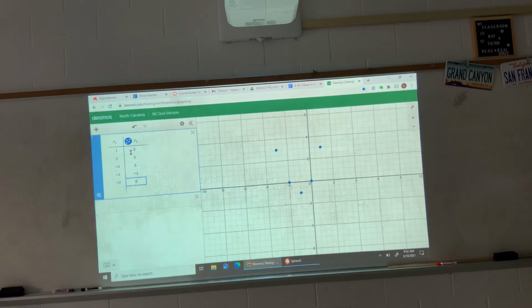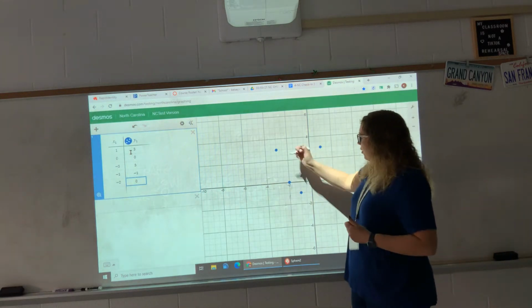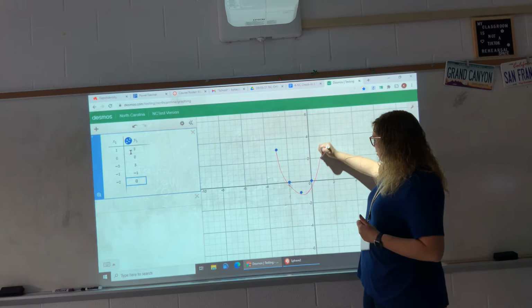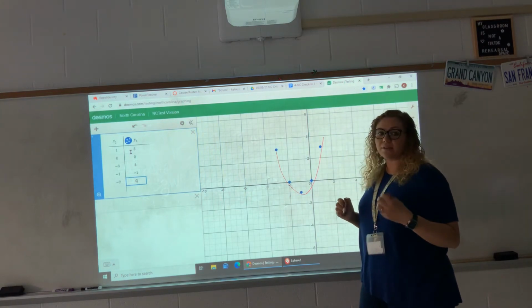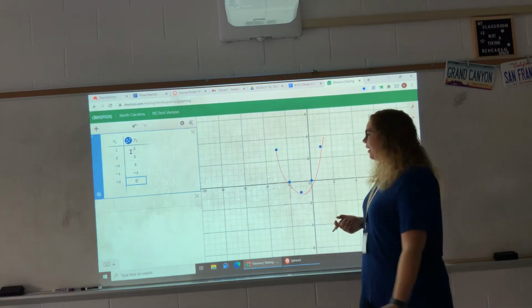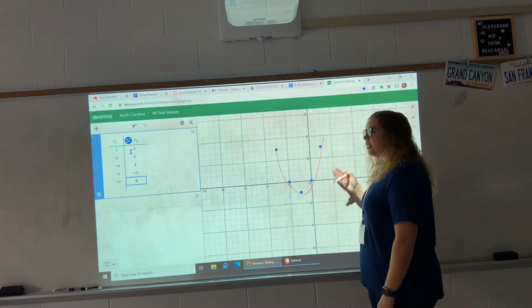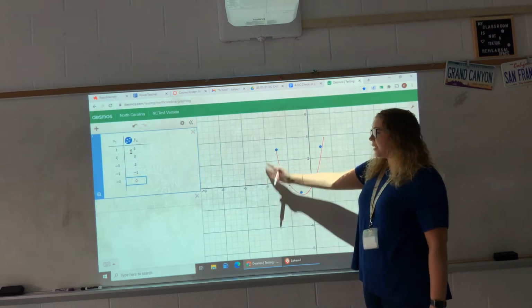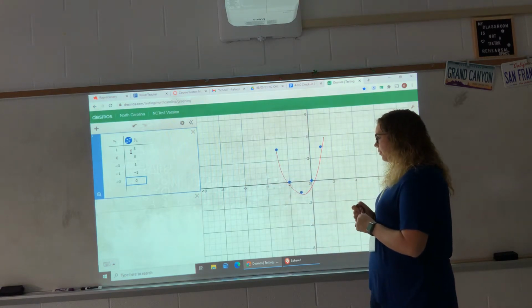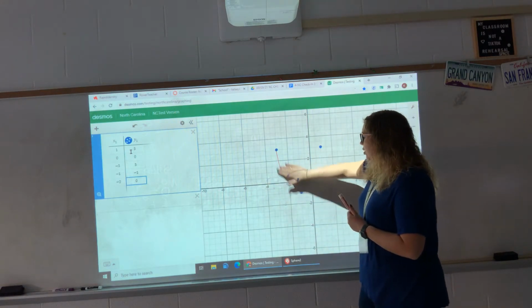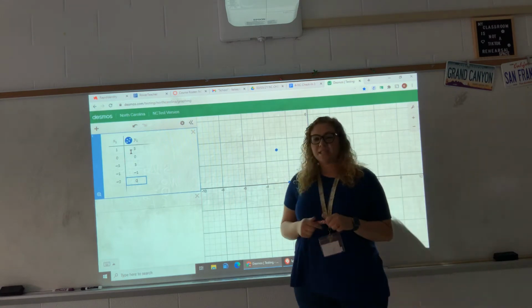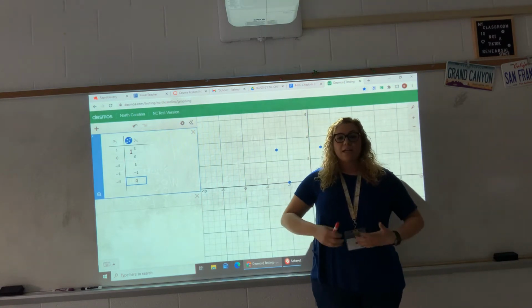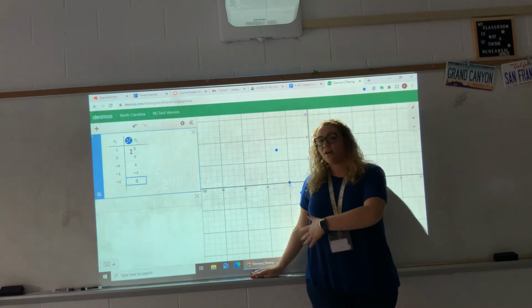Just looking at this, if I were to trace these, and if I had connected the dots perfectly, it would give me that U. So is this linear or is it quadratic? It's quadratic because it's in that U shape. So again, just being able to graph these points and tell which model it represents is going to get you a long ways.